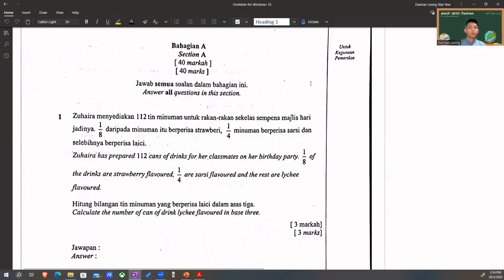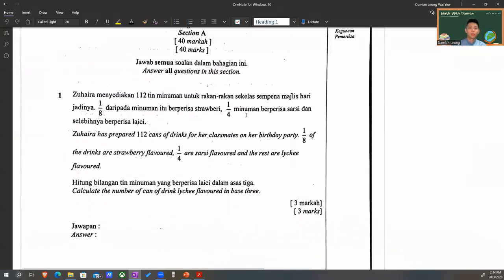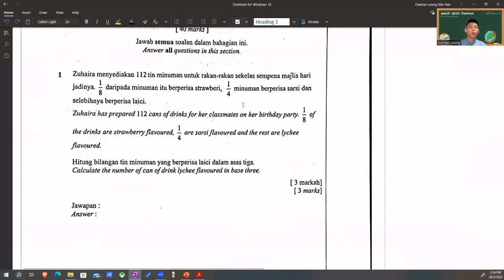Zohaira has prepared 112 cans of drinks for her classmates at a birthday party. 1/8 of the drinks are strawberry flavored, 1/4 sassy flavored, and the rest are lychee flavored. Calculate the number of canned drinks that are lychee flavored in base 3. So I want to count in base 3, right? But before that, let's find the value in base 10.